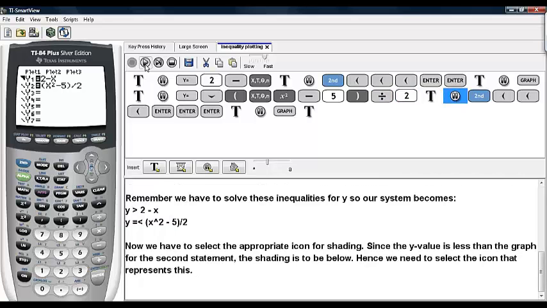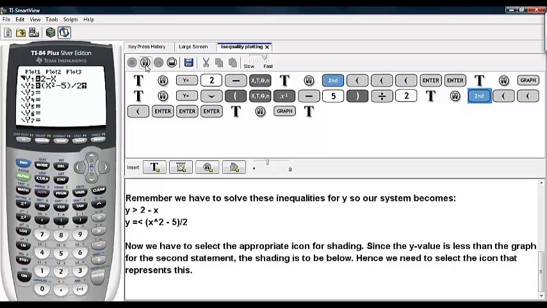And again, at this point, we now need to select the appropriate icon for shading. For this particular part of the system, though, the y value is less than the graph. So the shading is to be below.